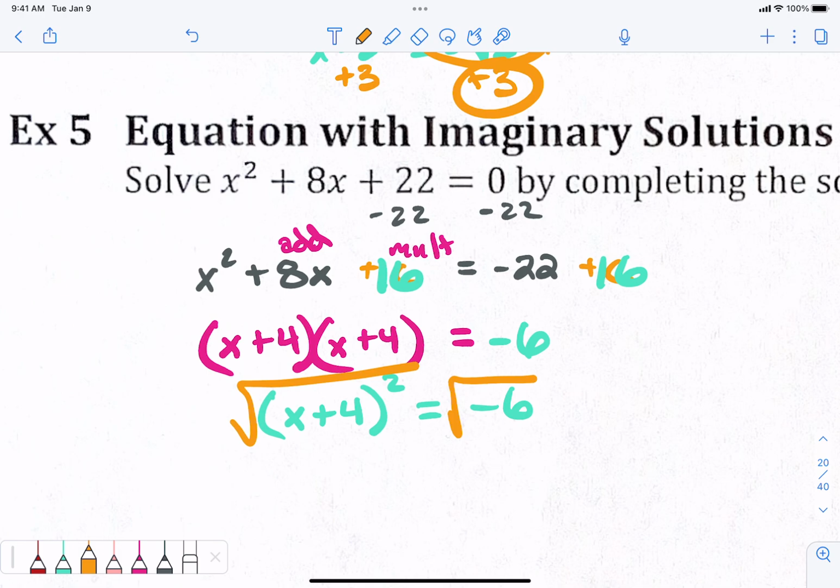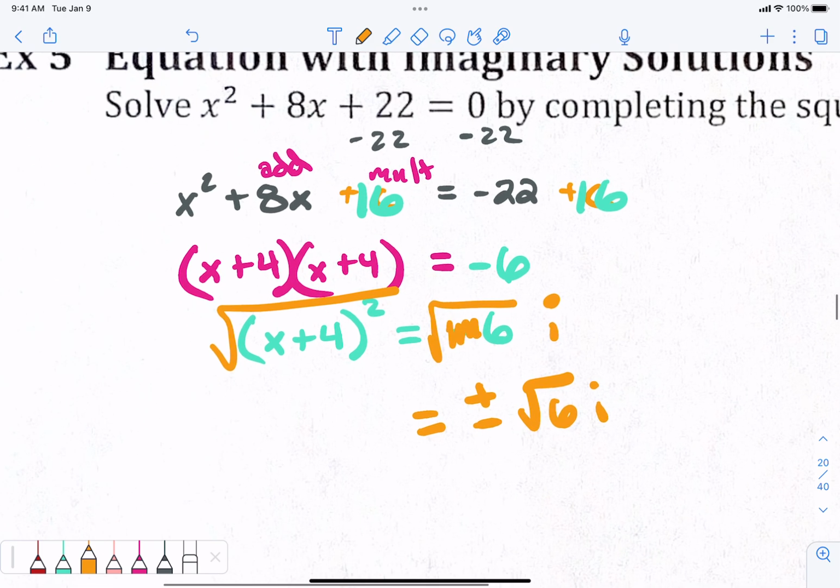It's not 3i. No, because the square root of 6 isn't 3. The square root of 6 doesn't come out nicely, so we just leave it as the square root of 6i, right? But it's plus and minus square root of 6i. We still need the plus and minus. You see how that negative comes out to be an i, because we can't take the square root of a negative. So it comes out to be an i, and we still have x plus 4.